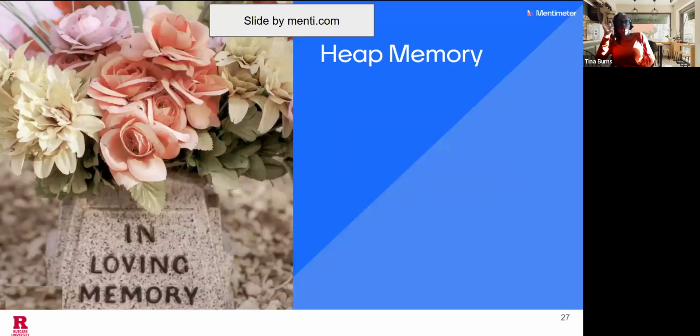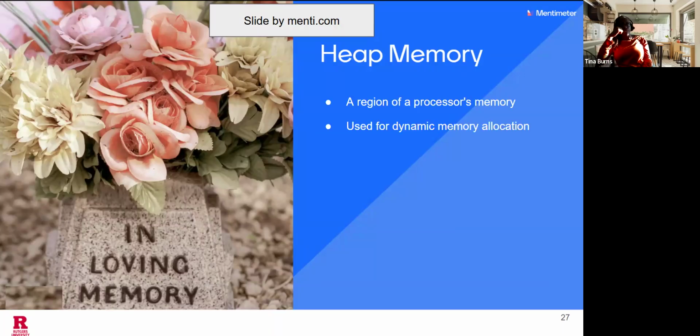Heap memory. Now that's the one we have the most trouble with because heap memory involves the processor's memory, and it's used for dynamic memory allocation. So if we don't know the size of the array, if we don't know what the elements are, if we're getting something from a file or from user input, we're going to be using this heap memory.